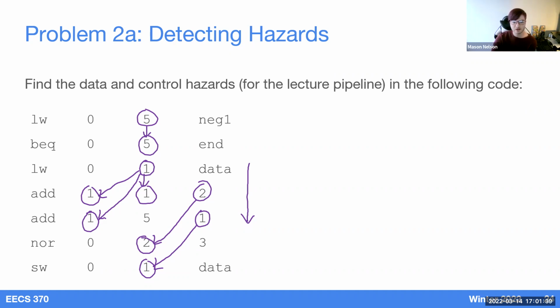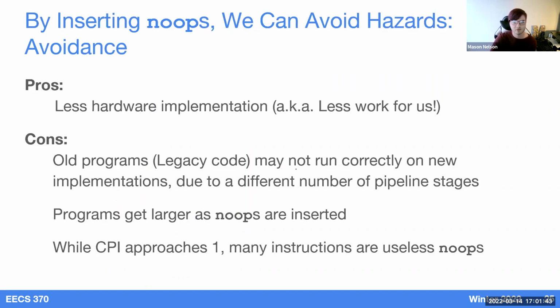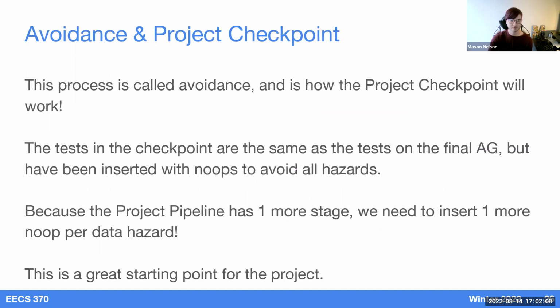And the first thing that we can do is this technique called avoidance, which just allows us to insert a bunch of no-ops. And remember that no-ops, no operation, won't change the behavior of any code. And so we can put them into our code to separate out all these instructions with hazards and then eliminate the hazards. Let's look at an example, and then we'll talk about the pros and cons.